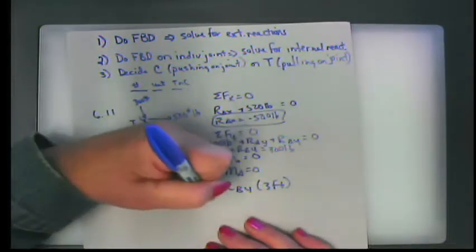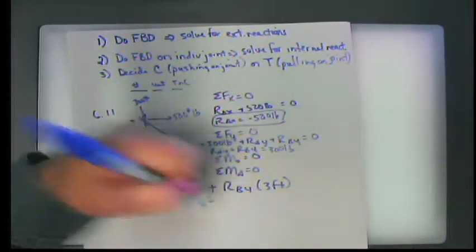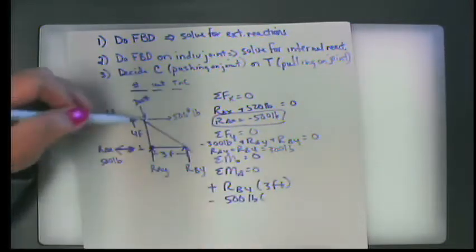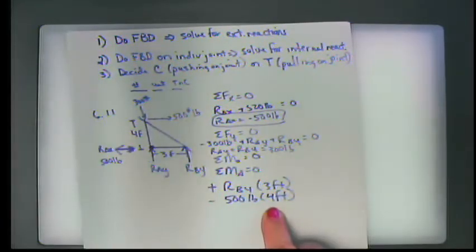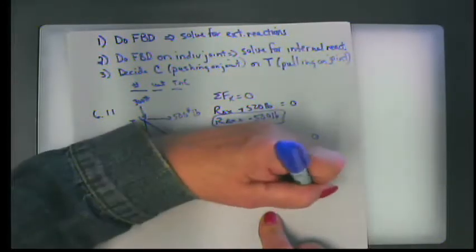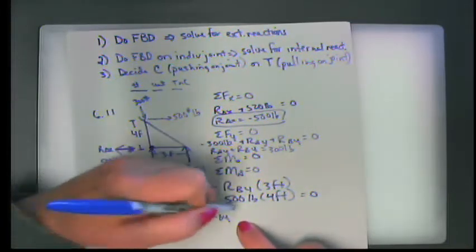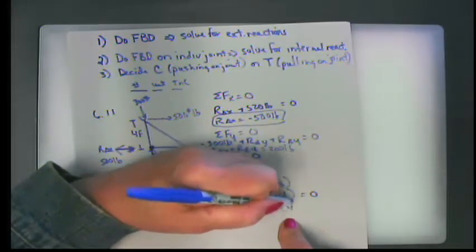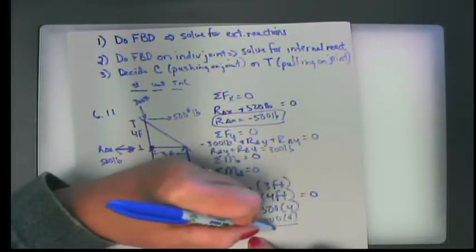Then I have the 500 pound force, which, if I put the pin here and pull on the 500 pound force, is going to be negative because it's clockwise: negative 500 pounds times its moment arm. Since this is horizontal, the vertical moment arm is 4 feet. Those are the only two forces creating moments about A. They have to sum to 0. I want to solve for RBY. RBY times 3 equals 500 times 4.